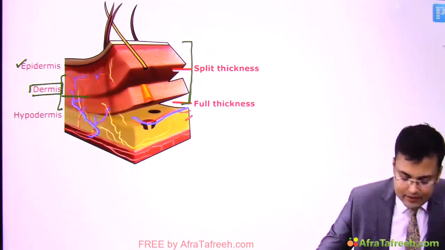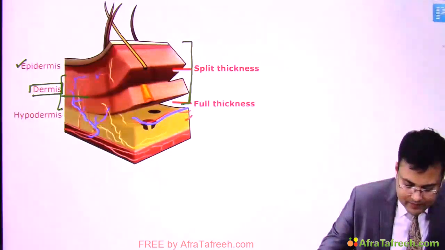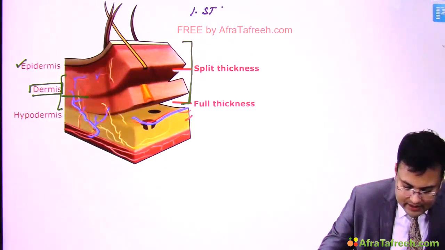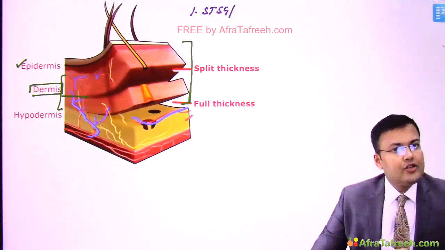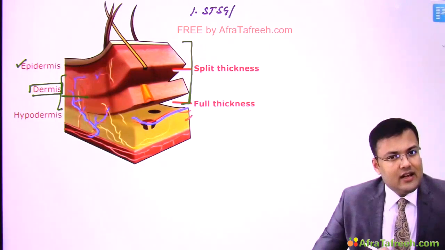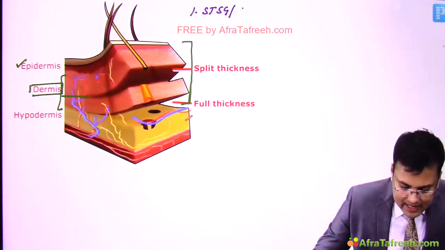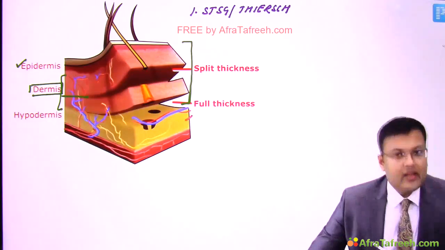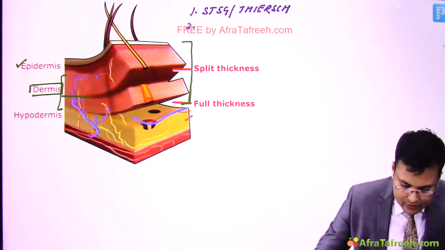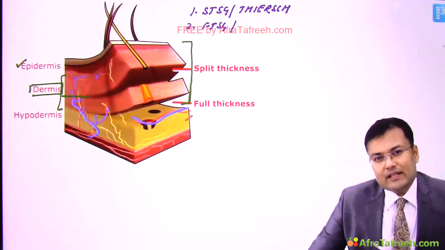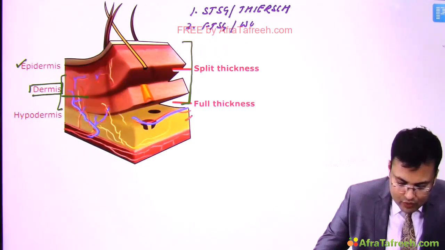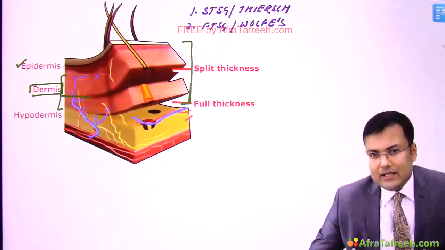So what are the types of skin grafting? First is split thickness skin grafting, in short known as STSG. And what is the other name? The other name of this graft is Thiersch. Clear? And the second is full thickness skin grafting. And what is the other name of full thickness skin grafting? It is known as Wolfe's. Clear? It is very easy to understand.